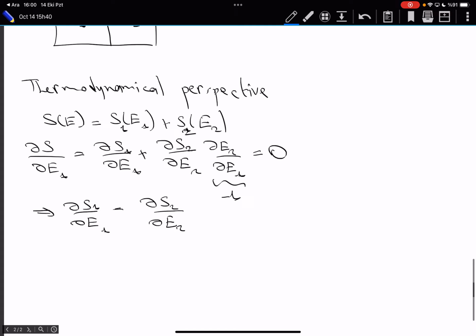Well, basically, you can just repeat this exercise for whichever subdivision you imagine. So this basically tells me that dS over dE for any subsystem making my whole system, let me put S over here, this is the entropy of that subsystem, its derivative with respect to the energy of that subsystem, this should be constant.